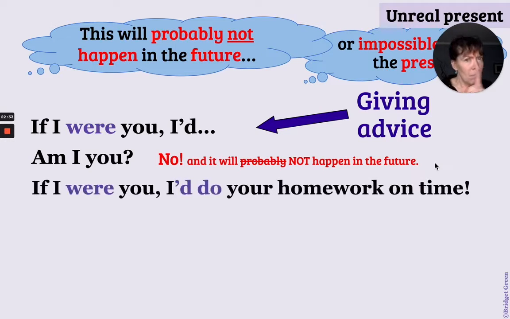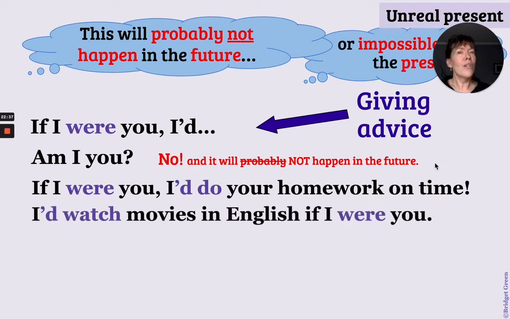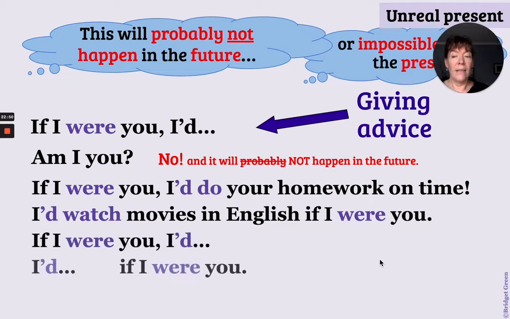If I were you, I'd do your homework on time. Advice. I'd watch movies in English if I were you. Notice we're using the same tenses, would plus the verb, and here, past tense. If I were you, I'd, if I were you. Advice. Right, again with the comma.